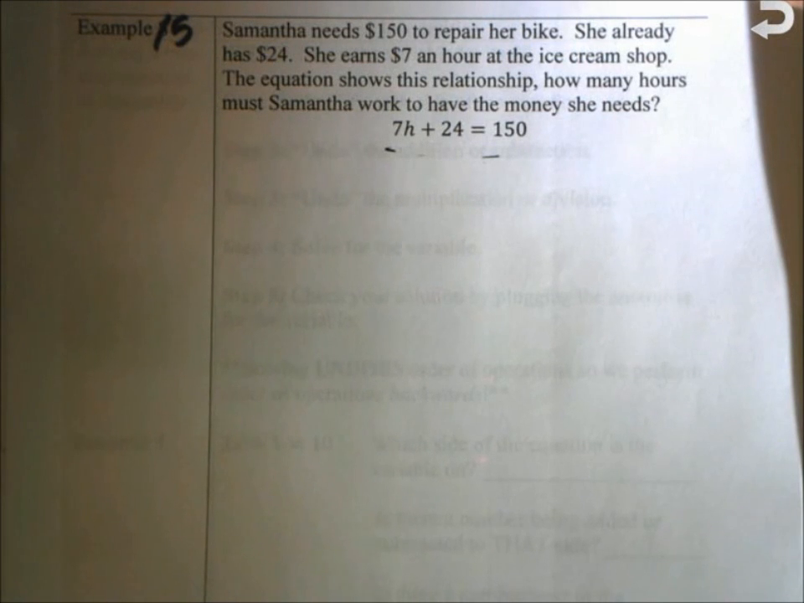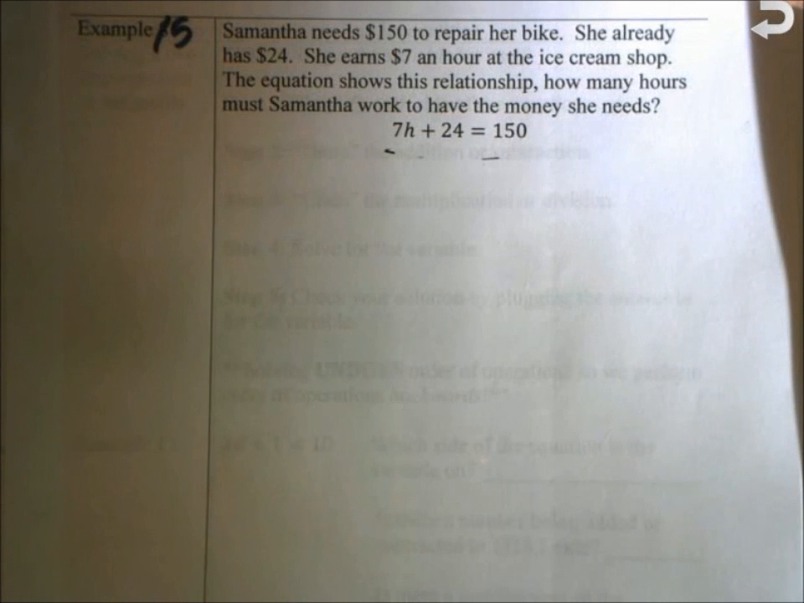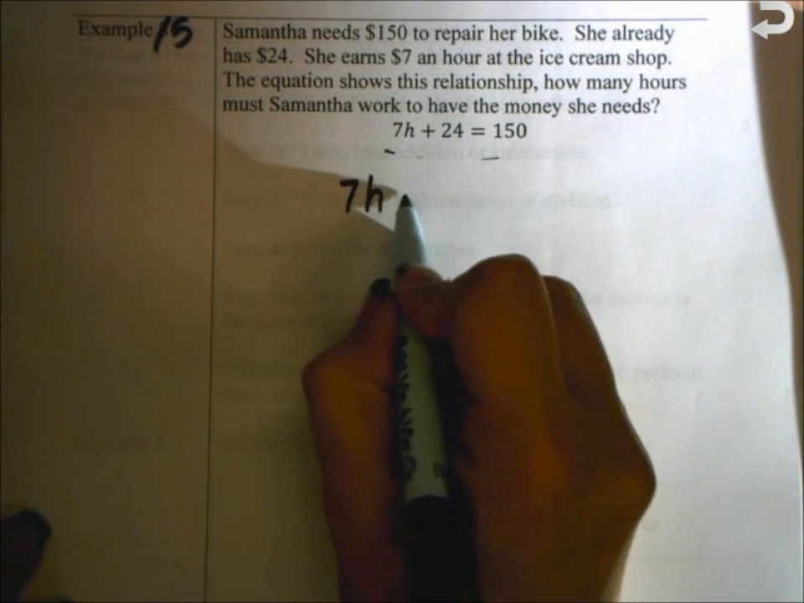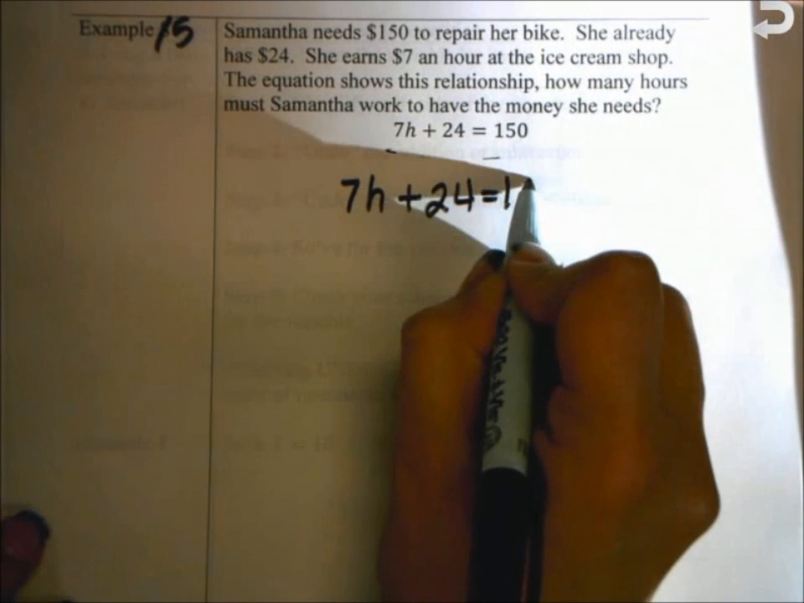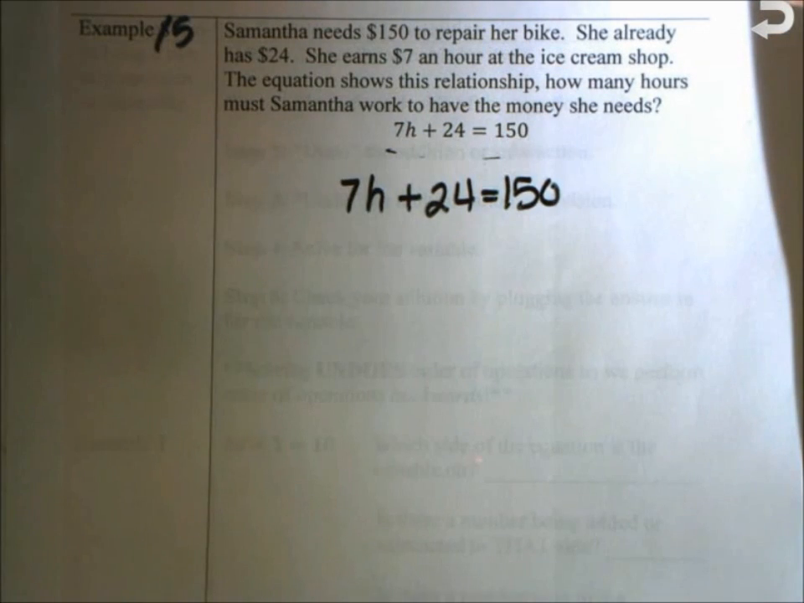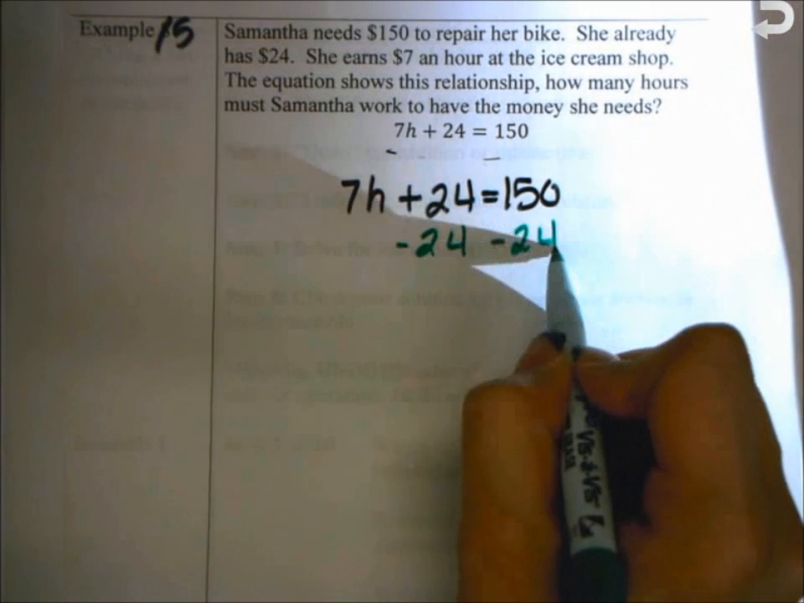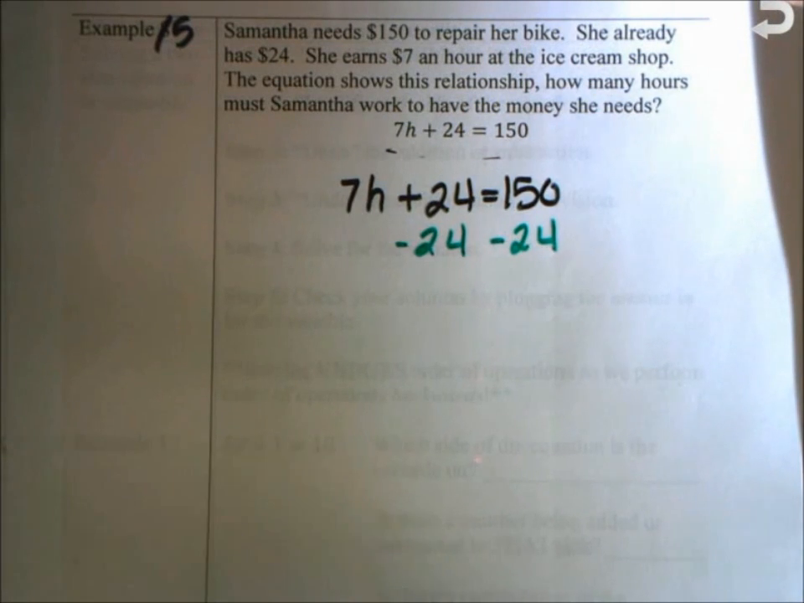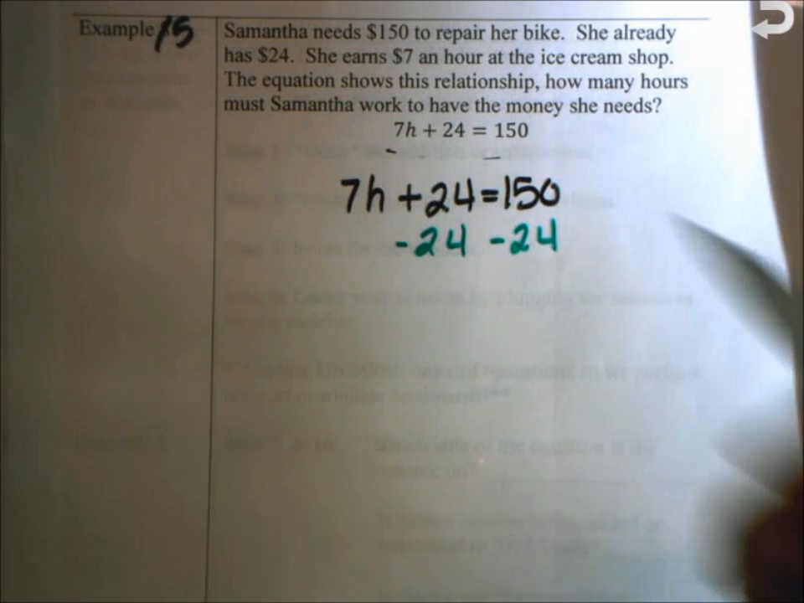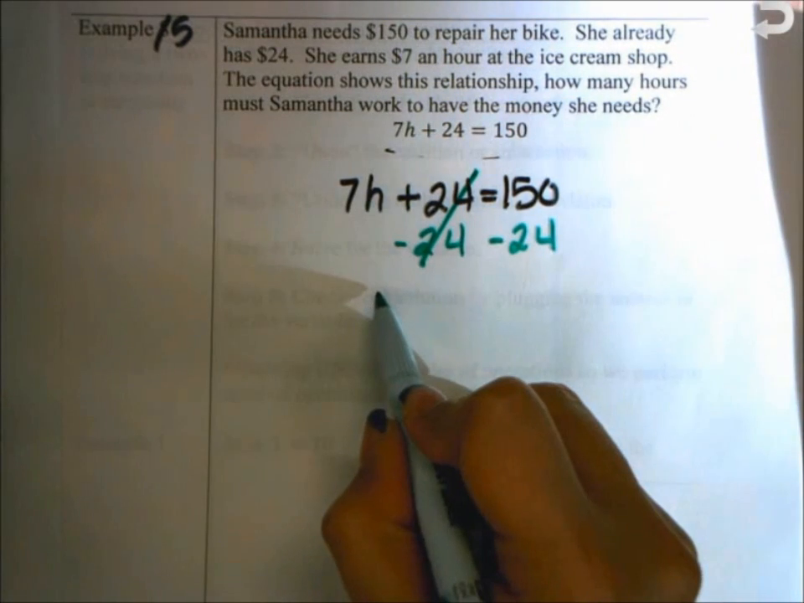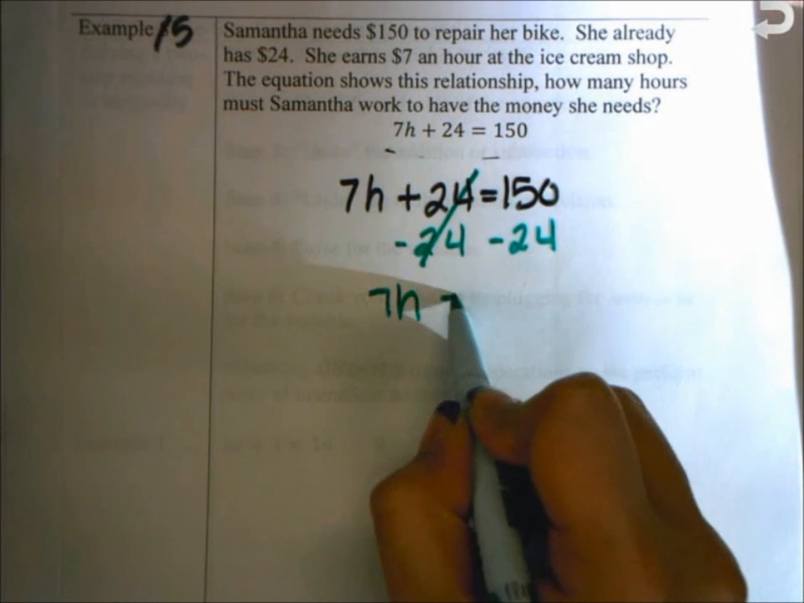Okay, what is my first step? Savannah, what's my first step? You minus 24 on both sides. Exactly. I subtract 24 from both sides. So 24 minus 24 gives me 0. So what's left on the left-hand side? 7h equals 150 minus 24, which is 126. Very good. And what is my second step?